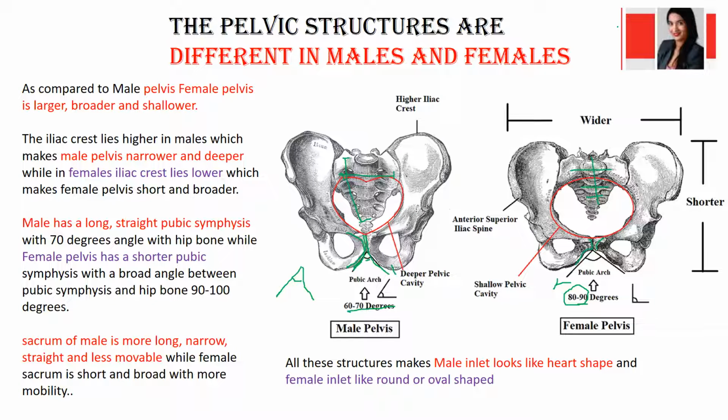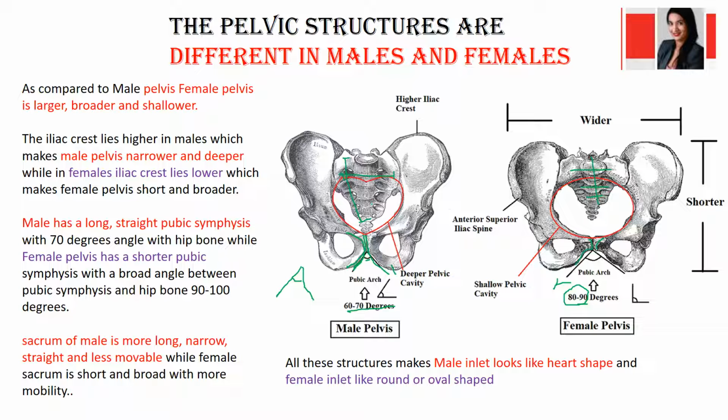The pelvic structures in male and female are different. As compared to the male pelvis, the female pelvis is larger, broader, and shallower. The iliac crest lies higher in male, which makes the male pelvis narrower and deeper. So the pelvic cavity will be deeper. While in female, the iliac crest lies lower, which makes the female pelvis shorter and broader.